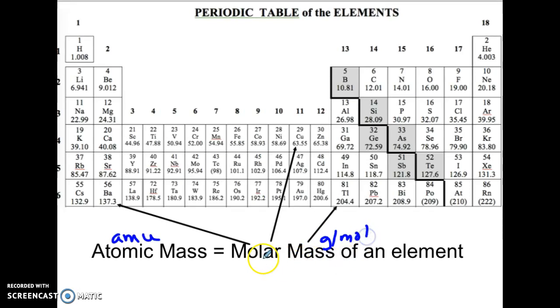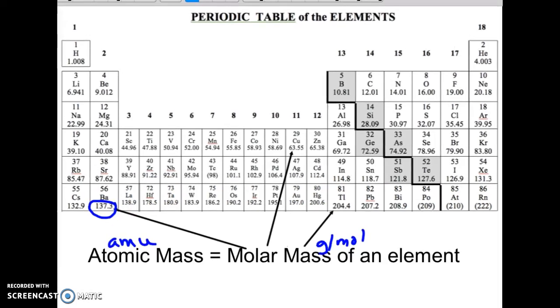I typically use the term molar mass more than atomic mass because it's also going to work when we have compounds, which will happen later on in a different chapter. In this chapter, we're pretty much only looking at elements on the periodic table. So if you take a look at barium, which is Ba here, there's this number down here. That number is the molar mass of barium.